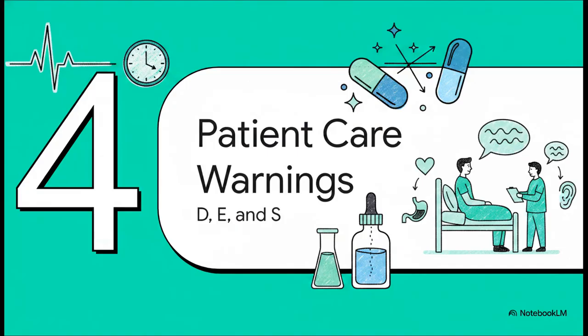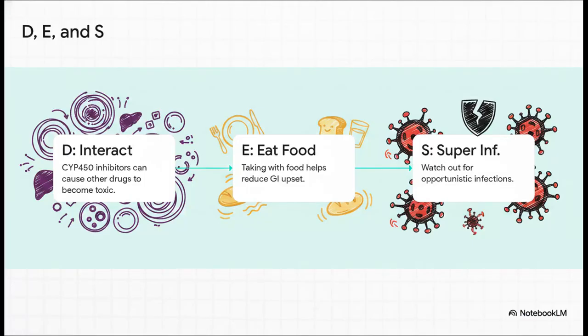And that brings us to Section 4, patient care warnings. Let's finish out those last 3 letters of our mnemonic. So we have the D, E, and S left. The D stands for drug interactions. Specifically, we're talking about how macrolides act as CYP450 inhibitors in the liver. Then the E stands for eat with food. Taking these pills on an empty stomach is notorious for causing GI upset. So definitely advise your patients to take them with meals unless directed otherwise. And finally, the S stands for superinfections.